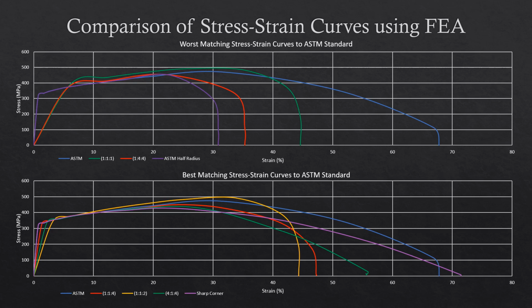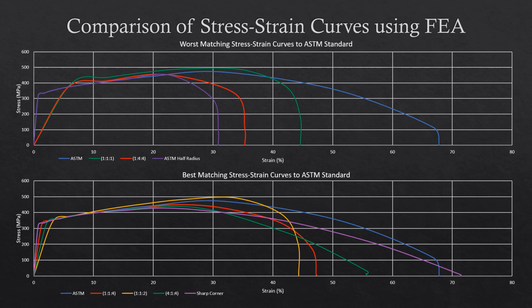Here we have two graphs comparing the worst and best matching stress strain curves to the ASTM standard. On the top we have the worst matching. Here we can see that the only one that matched up relatively close to the yield point was the ASTM standard variation with half of the radial cutout.